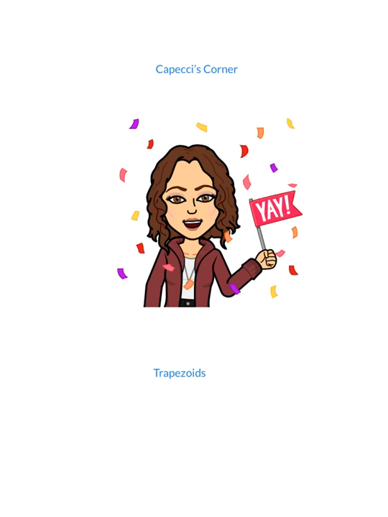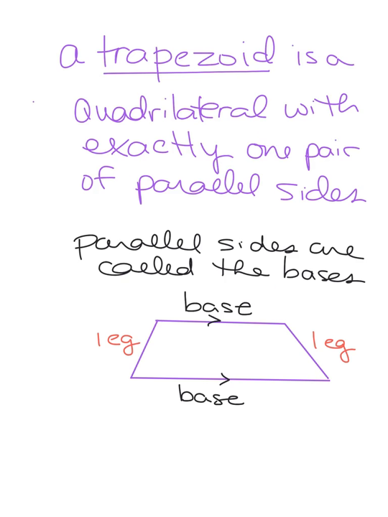Today on Capechi's Corner, we're going to learn about trapezoids. A trapezoid is a quadrilateral with exactly one pair of parallel sides. Parallel sides are called the bases, so right here we have our bases, and these are our parallel sides, and the other two sides are called the legs.